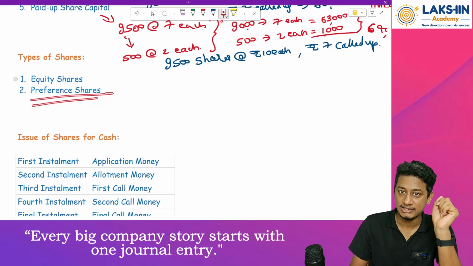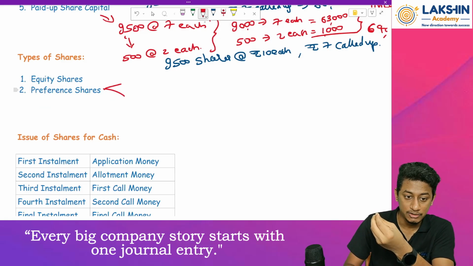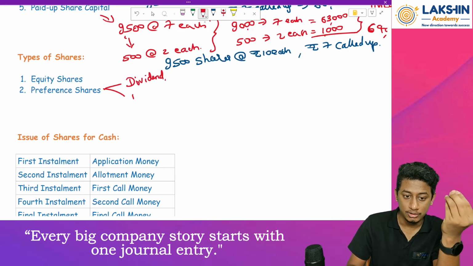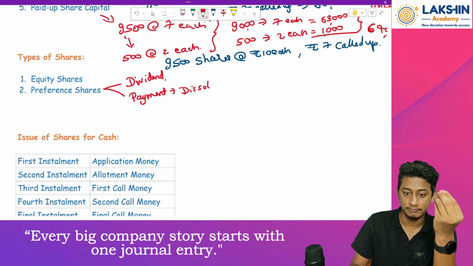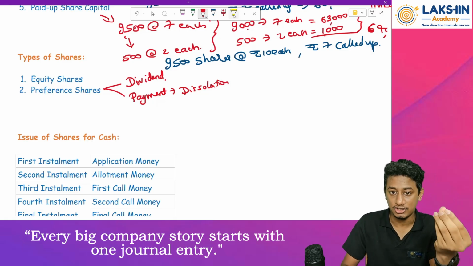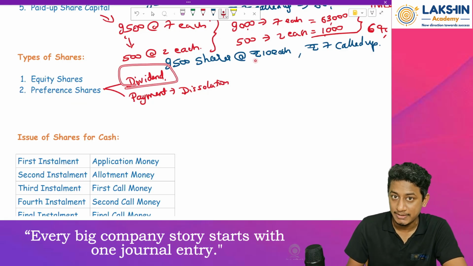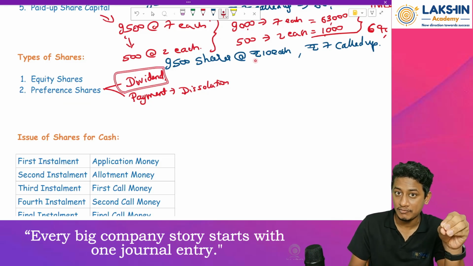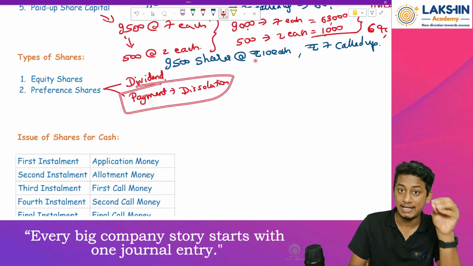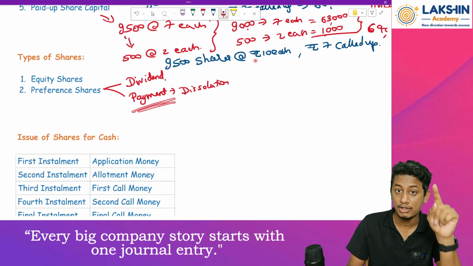So what do you mean by preference? That they are given priority. With respect to what? With respect to two things: with respect to dividend and with respect to payment during dissolution. Clear? So all these preference shareholders are paid dividend on a compulsory basis. And let's say tomorrow the company goes into liquidation. In that case, these people have to be paid on a priority basis.